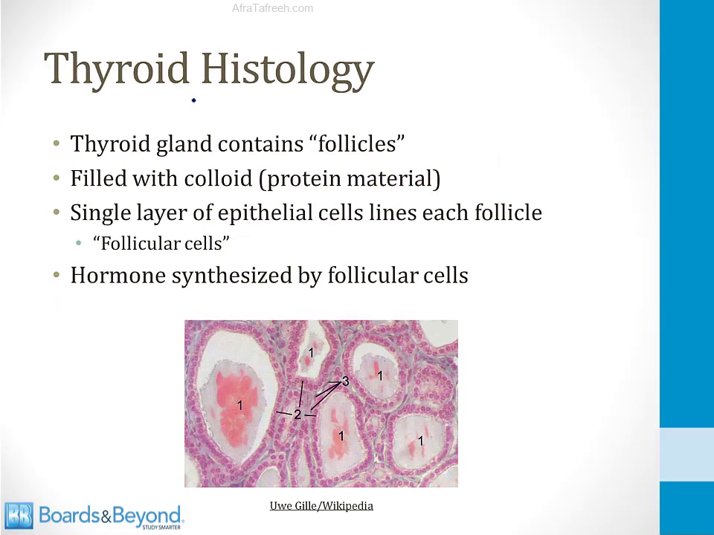When you look at normal thyroid tissue under the microscope, what you see are the presence of structures called follicles. These are shown on the screen. They're these big circular structures here. They're lined by cells, and they have proteinaceous material in the middle, which is called colloid. A single layer of epithelial cells lines each follicle, and these are called the follicular cells. And these are the cells that are going to synthesize thyroid hormone for the body.